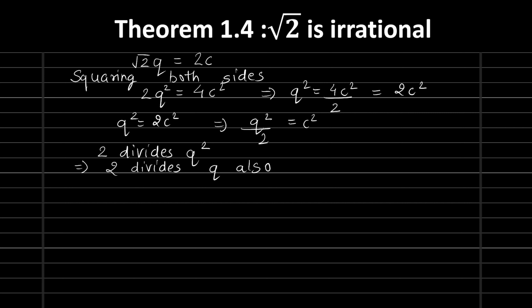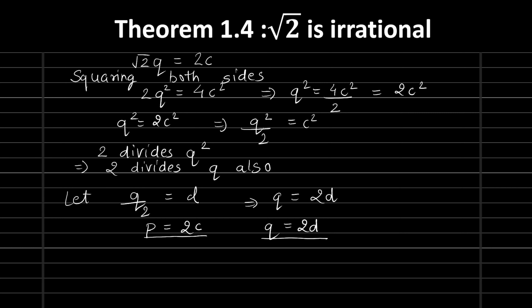So here we are going to write down q by 2 equals to, let's say, some number d. Let q by 2 equals to d, which implies it can be written as q equals to twice of d. Now here in the previous case, we assumed p equals to 2c and we got q equals to 2d, which means you can observe in both of them 2 is a common factor, right? p and q, both of them are having 2 as a common factor.